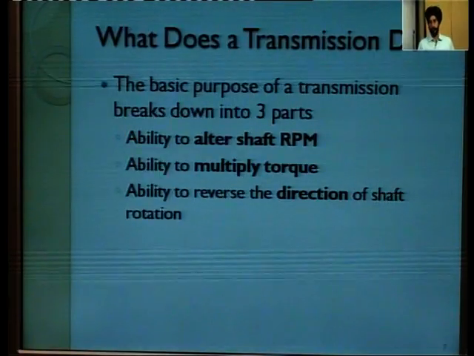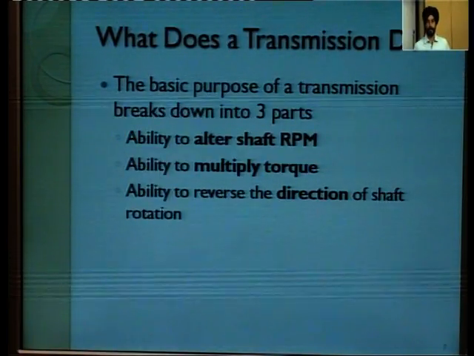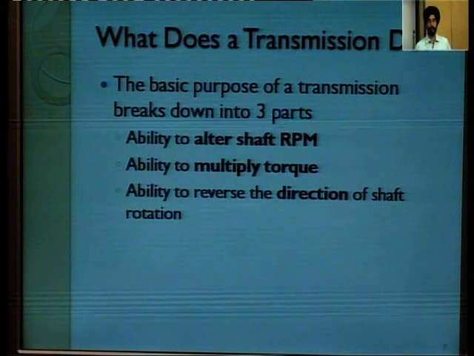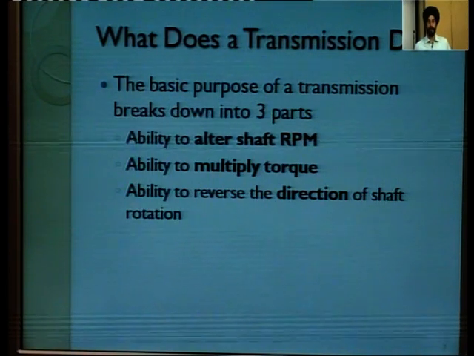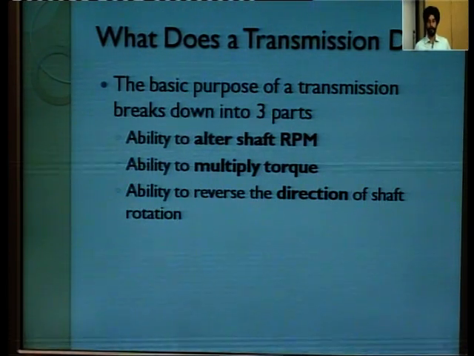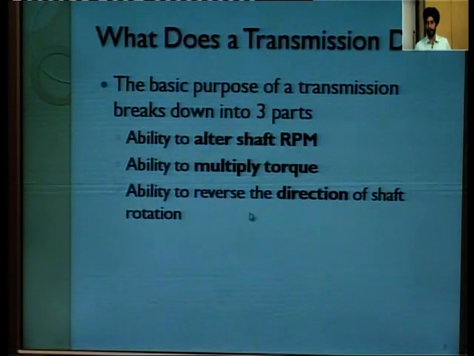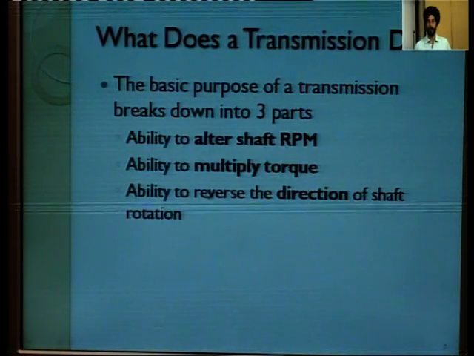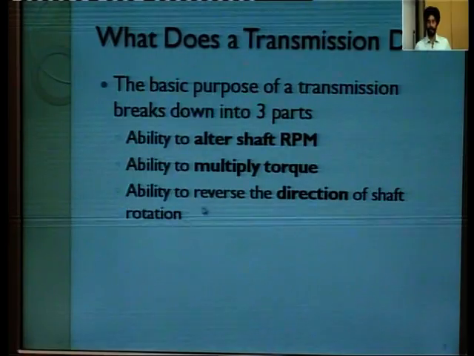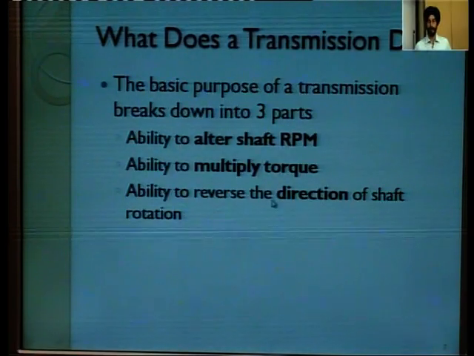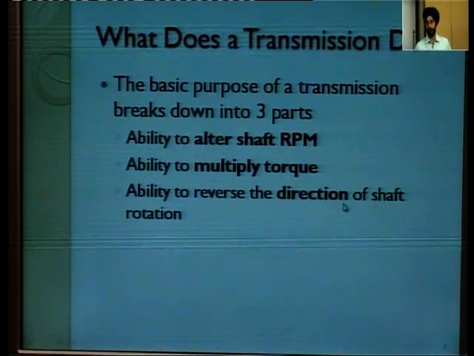So from these slides we conclude that the purpose of transmission can be divided into 3 parts. First is the ability to alter the shaft RPM, second is to multiply the torque, and third is the ability to reverse the direction of shaft rotation.